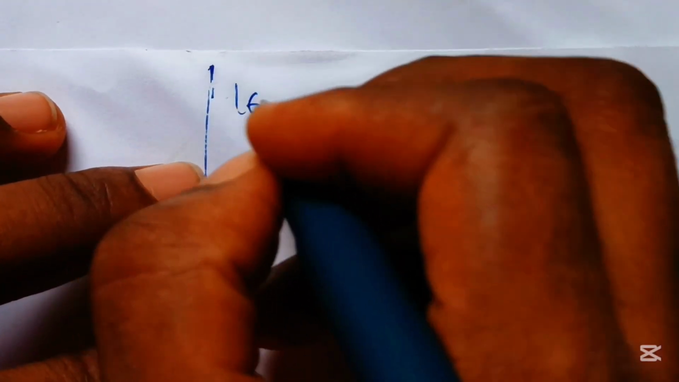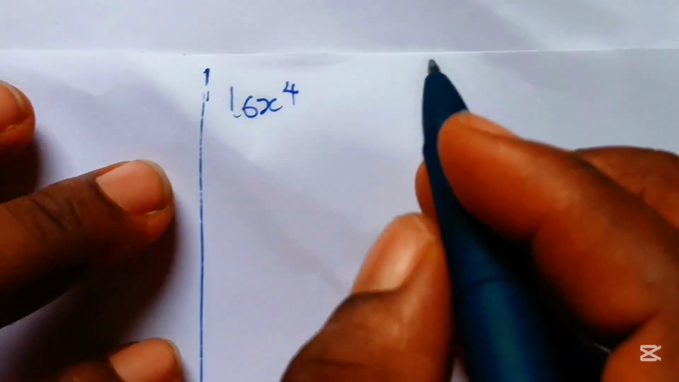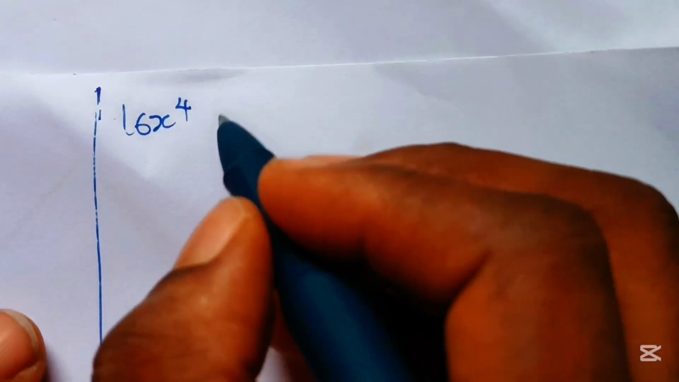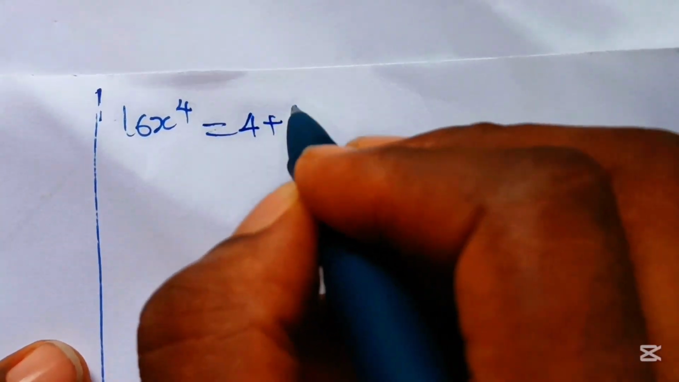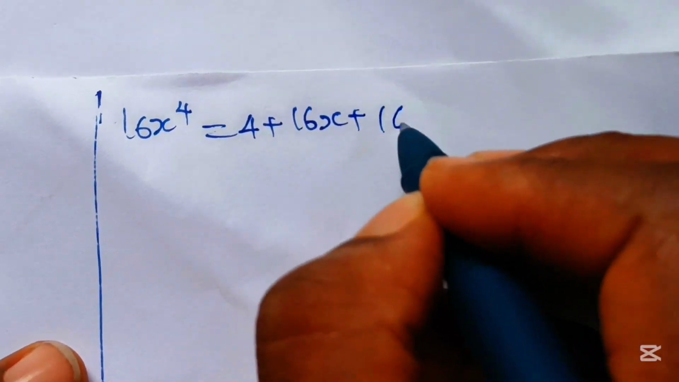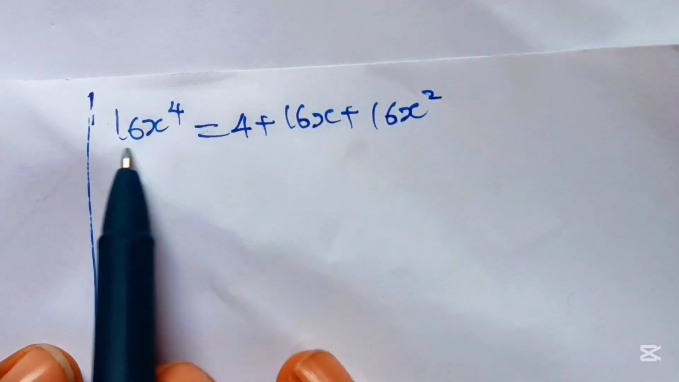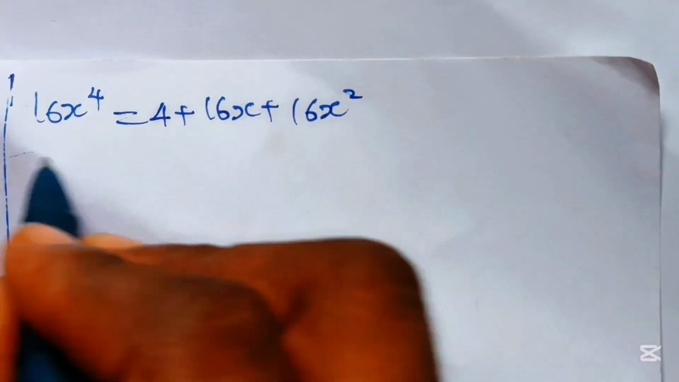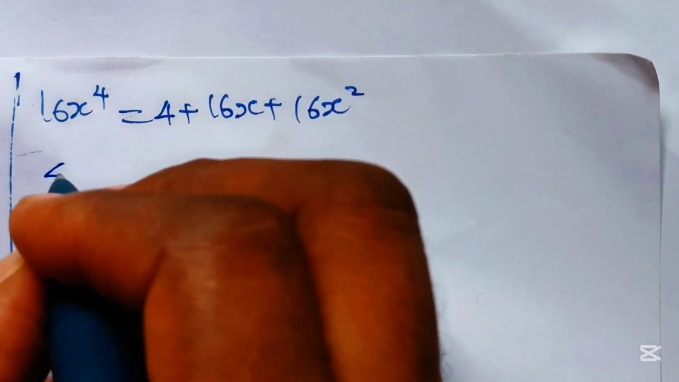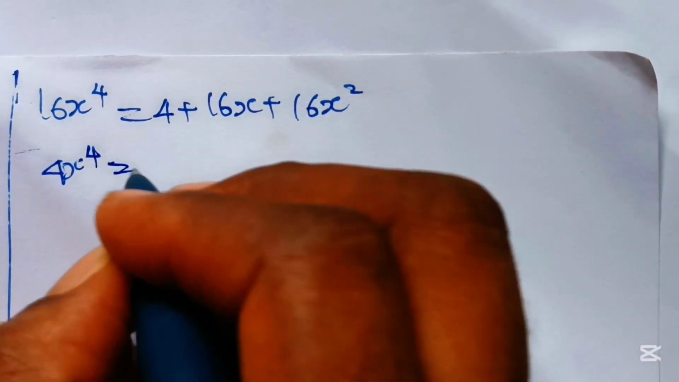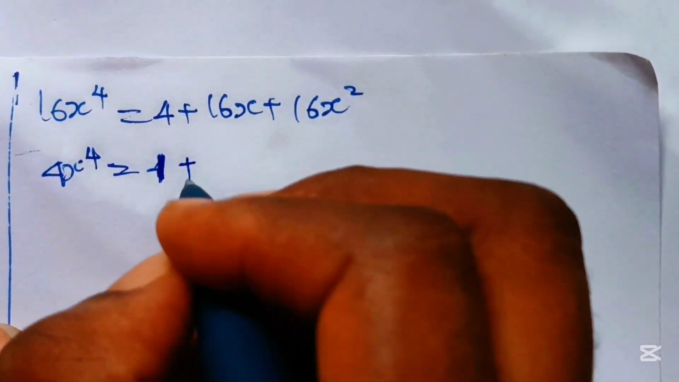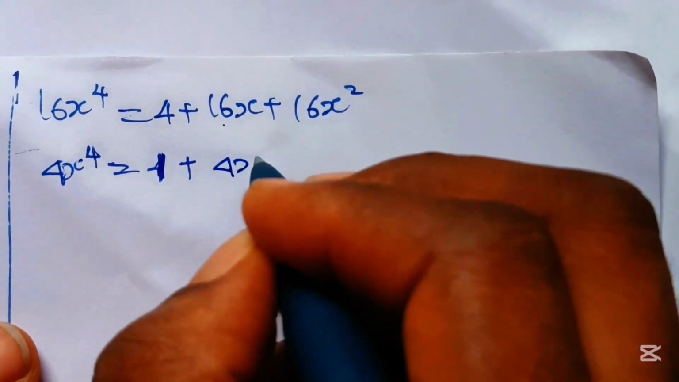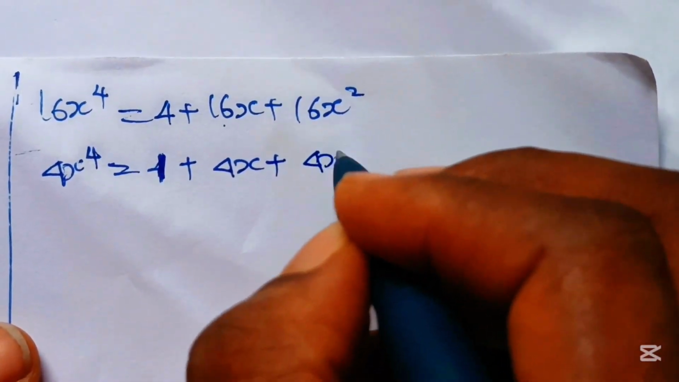Okay, all right, now this is where we are. That's 16x to the power of 4 is equal to 4 plus 16x plus 16x squared. Now let us divide through by 4 because I want to simplify this equation. So if I divide through by 4, I'll have 4x to the power of 4 is equal to 1 plus, this will give me 4x plus this will give me 4x squared.